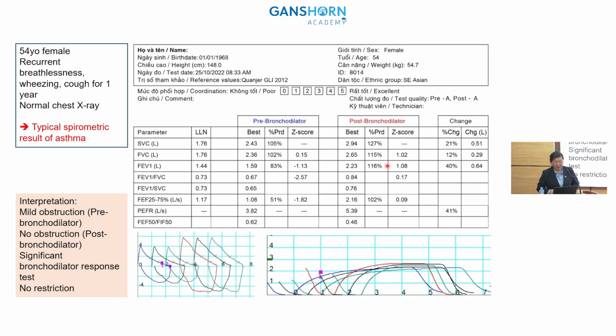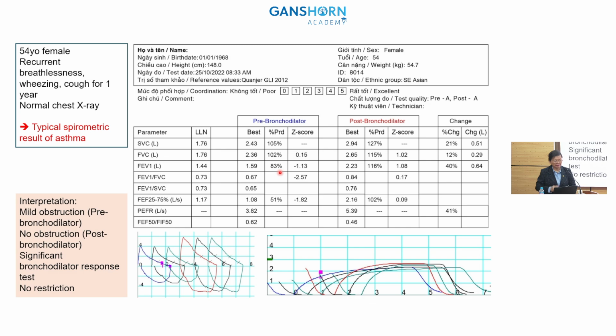For the change, you see that if we use the new criteria, you will use the post minus the pre. The result is 13, bigger than 10. So the bronchodilator test is positive. You could also use the FEV1, 116 minus 83. It is also bigger than 10.